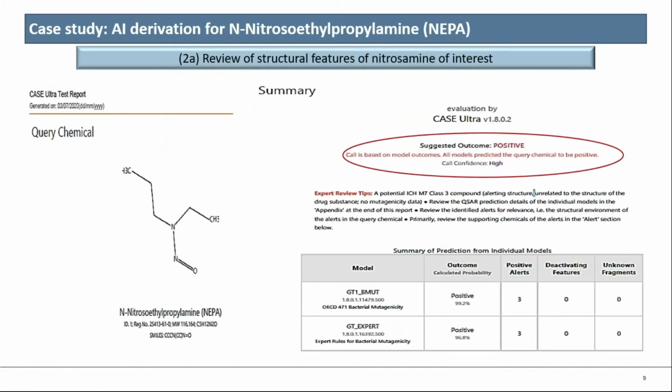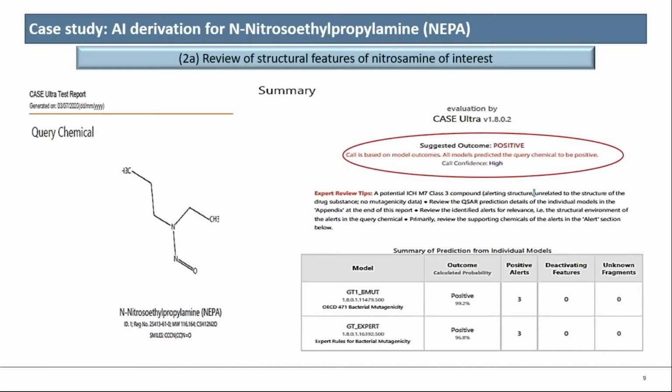Now we couldn't find any data including mutagenicity data. Although it's expected that they are mutagenic, we did a QSAR evaluation using CASE Ultra, both statistical as well as expert knowledge based modules. And then the system predicted this impurity to be positive for mutagenicity with call confidence very high, which is not unexpected given the presence of nitroso groups in this impurity.